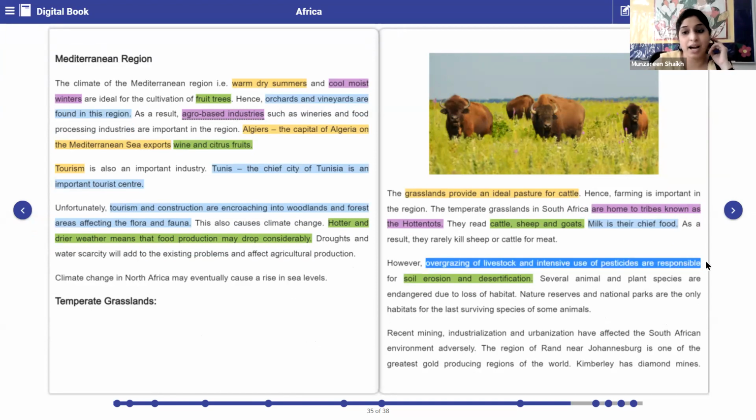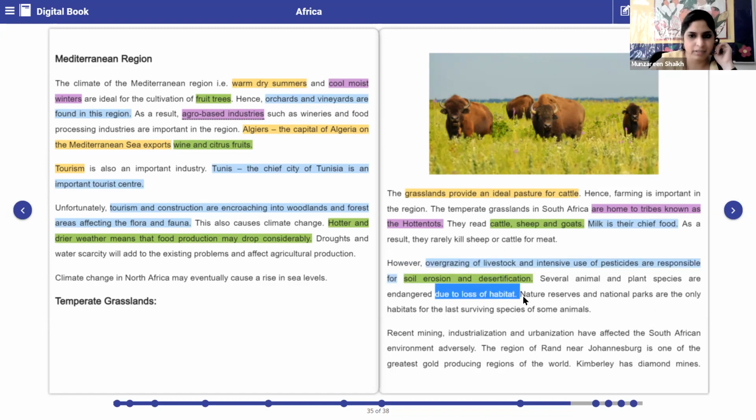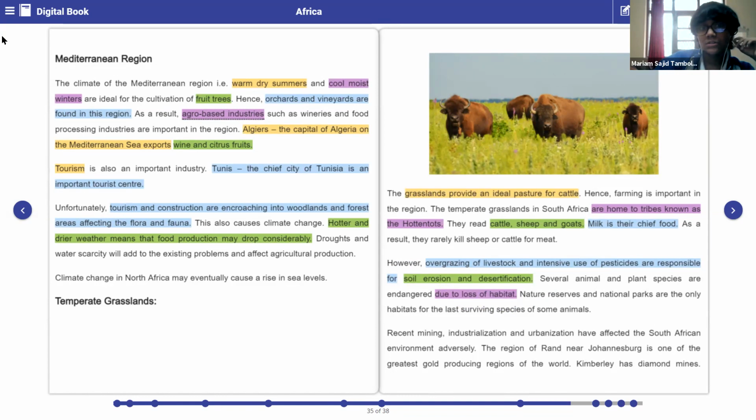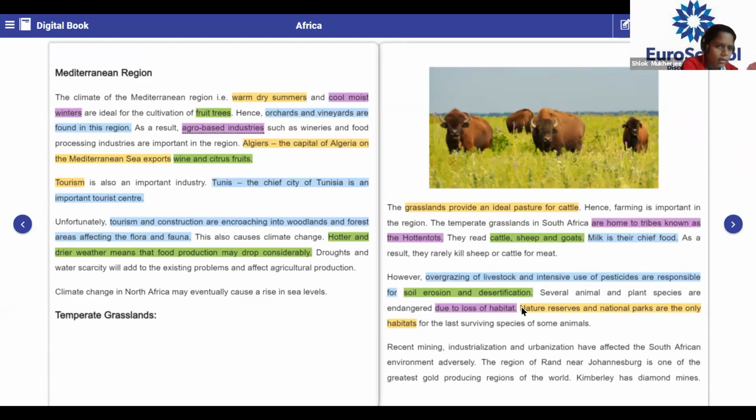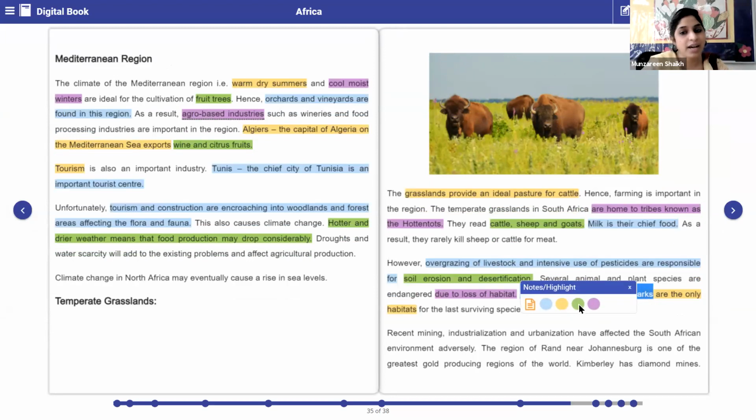Several animals and plant species are endangered due to the loss of habitat. That's very true. Now, if there is deforestation, if there is lots of soil erosion, the species who are staying in that region are definitely going to be endangered. Don't you feel that? Do you all agree? Yes, ma'am. Okay. Natural reserves and national parks are the only habitats for the last surviving species of some animals. So the last few species which are left, where are they staying? Ma'am, in nature reserves and in some national parks. Yes, nature reserves and national parks.